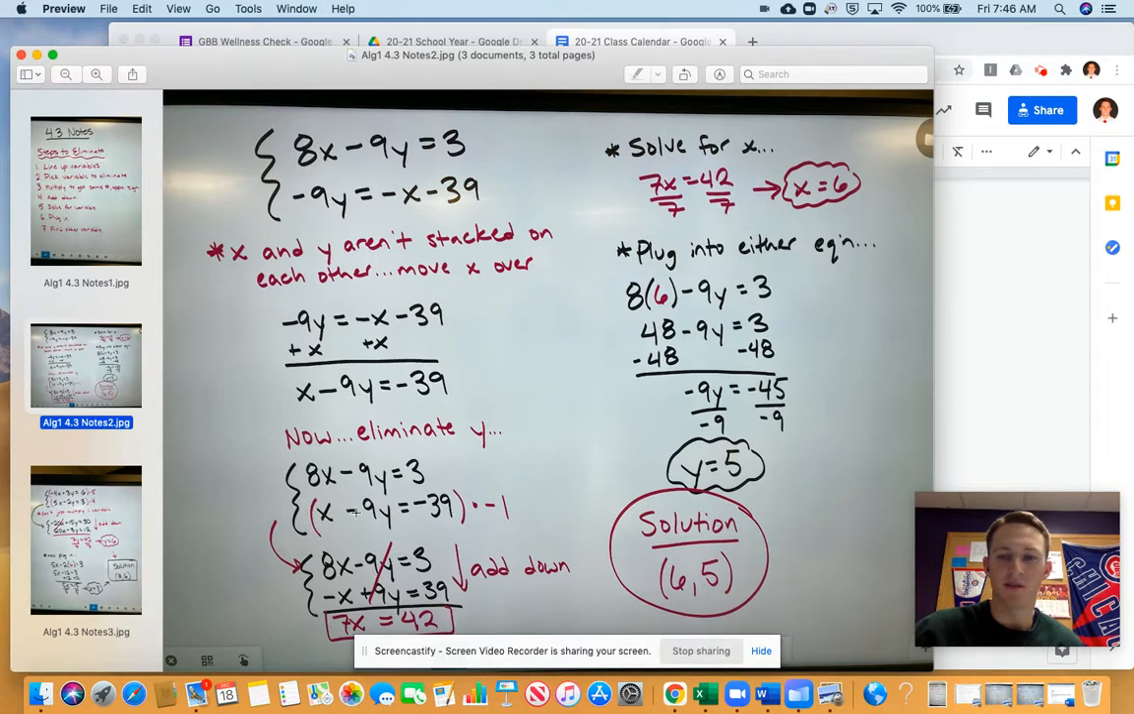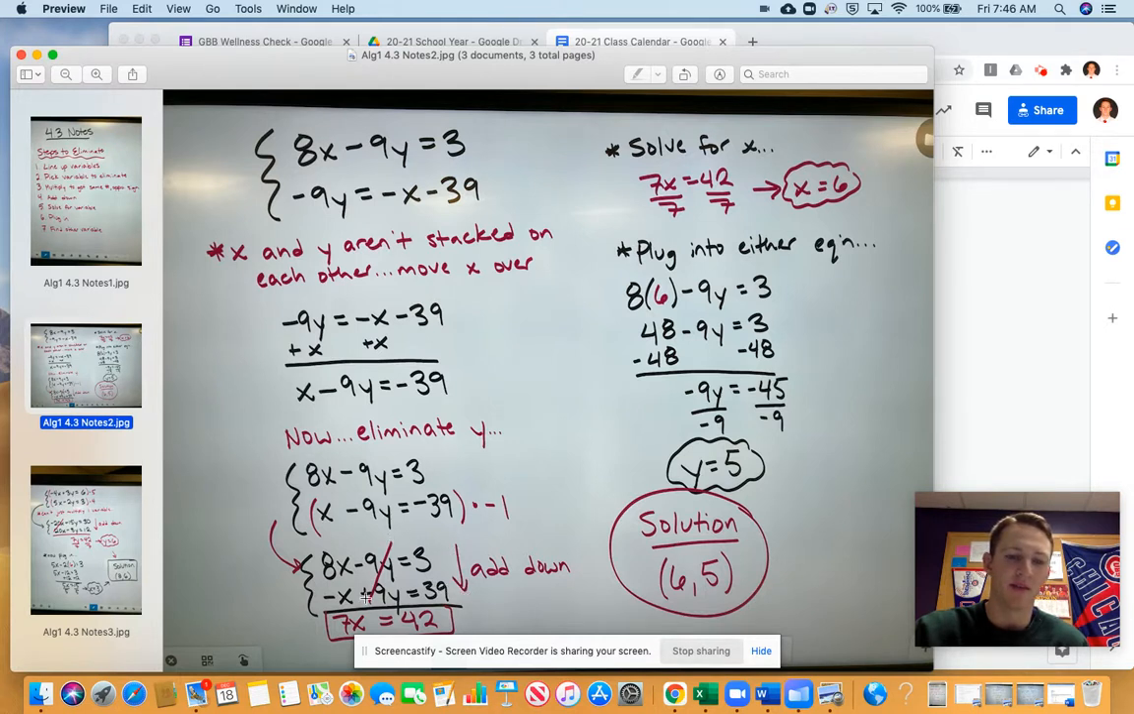How do you change something from a negative to a positive? You just multiply it by negative 1. So we're going to multiply everything in this bottom equation by negative 1. Let's rewrite that, and we have 8x minus 9y equals 3, and then negative x plus 9y equals positive 39. Now we're going to add down.